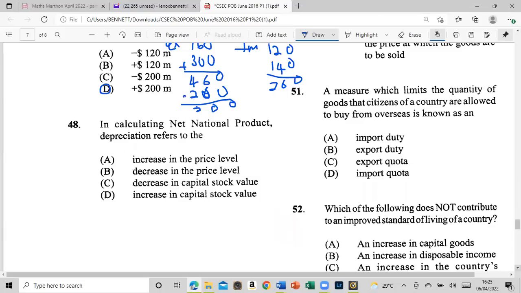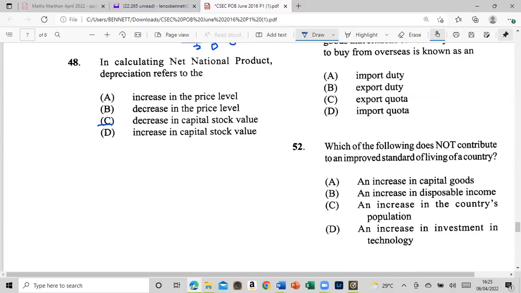In calculating net national product, depreciation refers to, is it the increase in the price level, decrease in the price level, increase in the capital stock value, or is it D, decrease in the capital stock value? And that would be, remember, depreciation is a reduction in the value, so it decreases the capital stock value. All right. Let's move on to 49. I think I have to go up now. Yeah, definitely up.